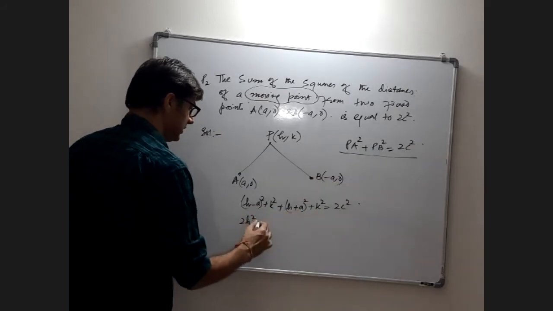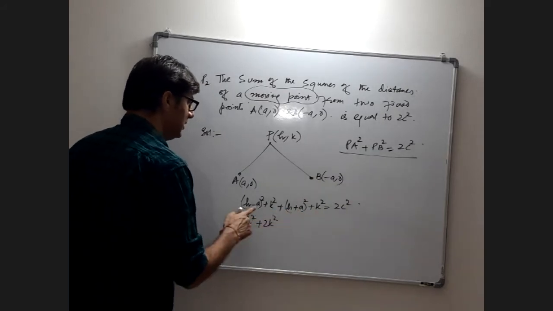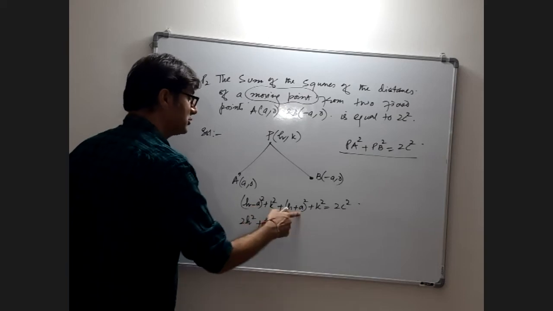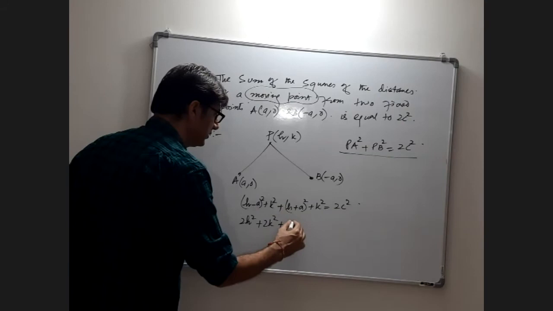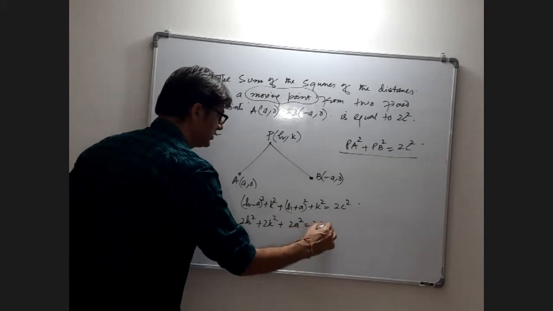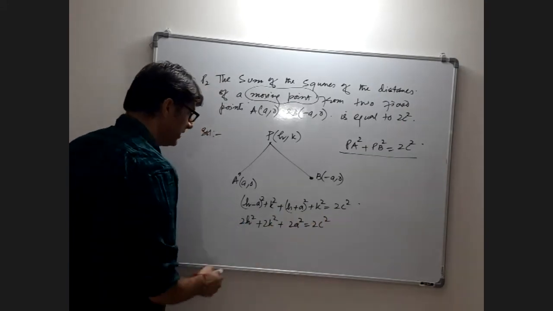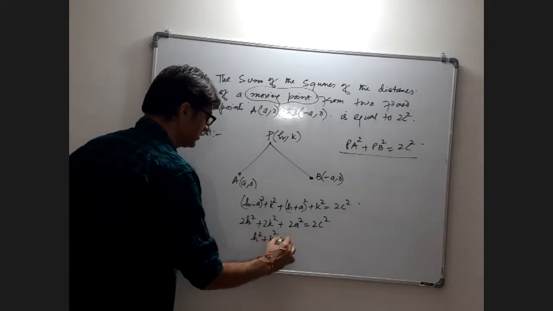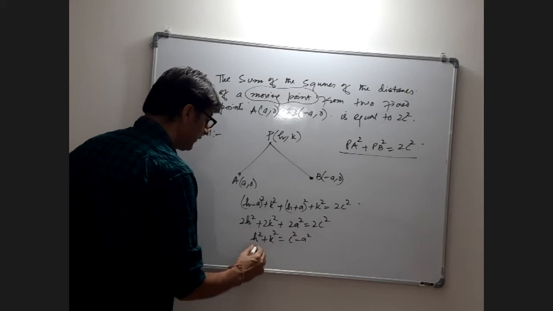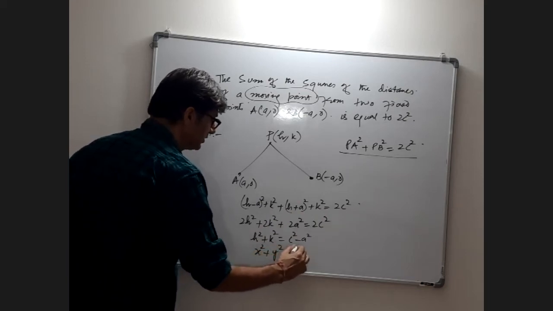K square plus k square is 2k square. Minus 2ah plus 2h, that will get cancelled out. And this is plus a square plus a square, 2a square is equal to 2c square. You can divide on both sides by 2, so it's going to be h square plus k square is equal to c square minus a square. Or finally, this is x square plus y square is equal to c square minus a square.